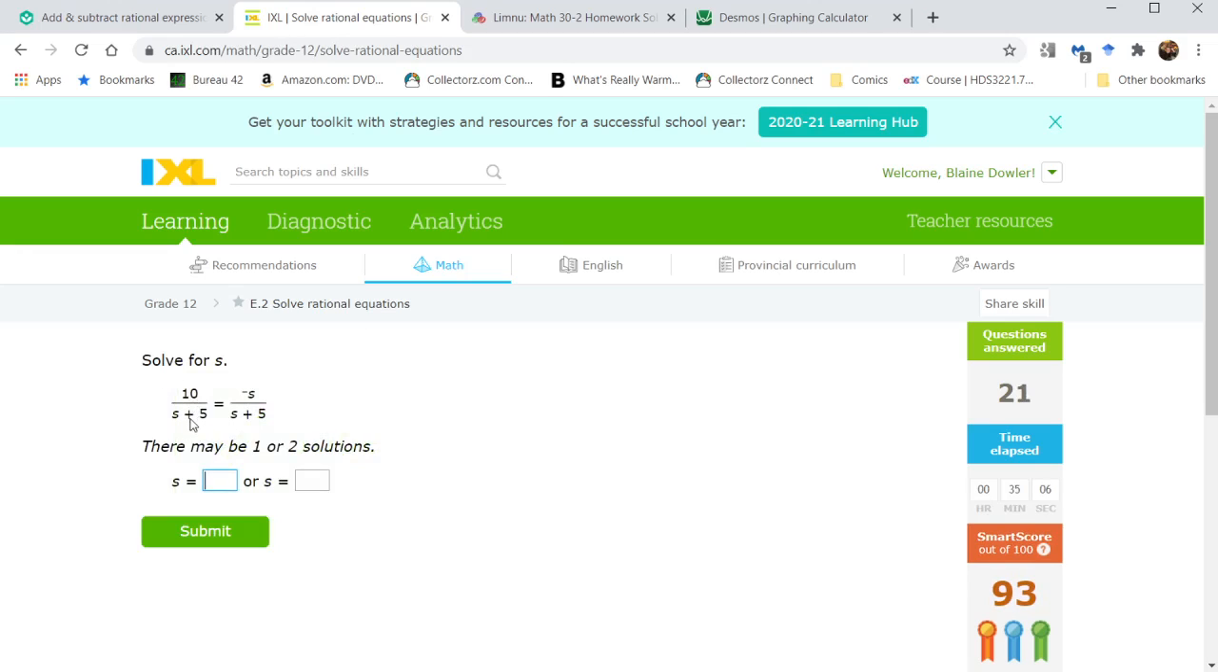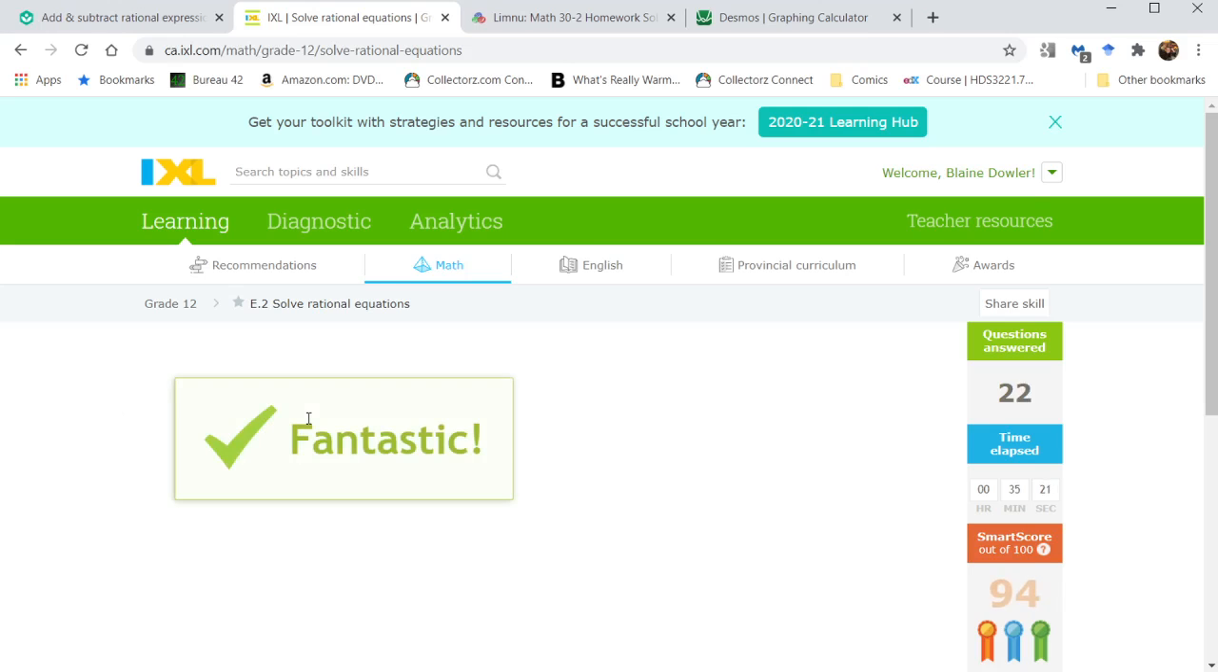Now, 10 over s plus 5 equals negative s over s plus 5. We can see that our non-permissible value is s equals negative 5. And when we cross multiply, those identical denominators are going to cancel, so our only solution has to be negative 10.